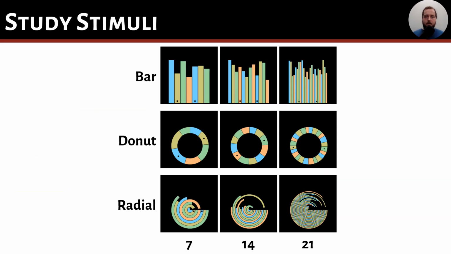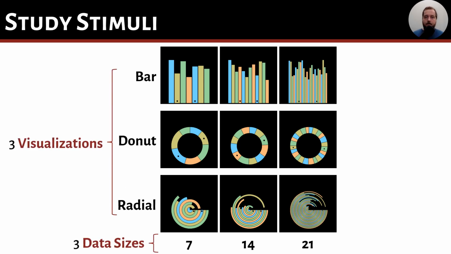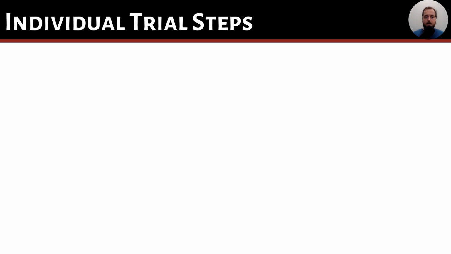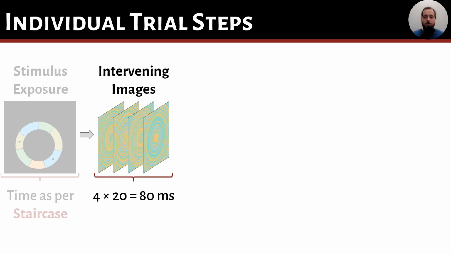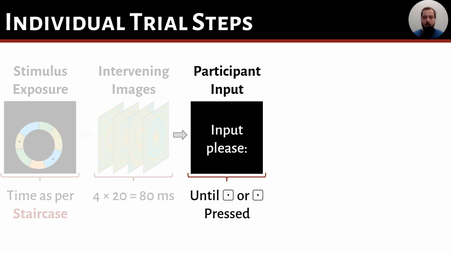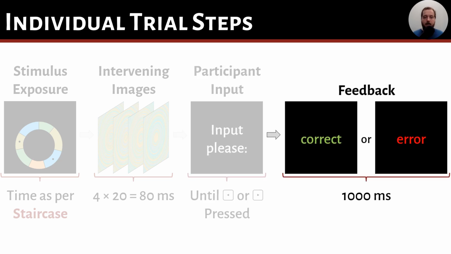Participants were shown three possible visualizations, bar, donut, and radial, for three different amounts of data, 7, 14, and 21, resulting in 9 total possible conditions. Each trial would consist of the same set of steps repeated for various conditions. First, participants would be shown a stimulus for a predetermined amount of time, and we'll talk a bit more about that later. Then, a set of intervening images would be shown to prevent after images. The watch would then prompt the user for the answer, and they had to click left or right, and then it would tell them whether they were correct or incorrect.